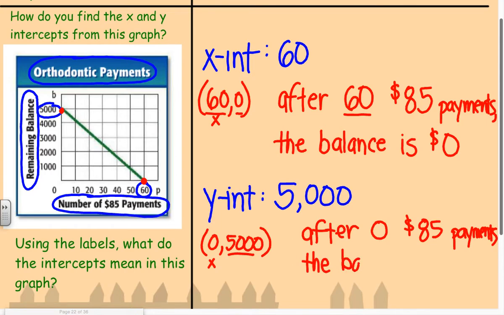The balance is 5,000. So I haven't paid anything for my braces yet. I owe all $5,000 of that cost.